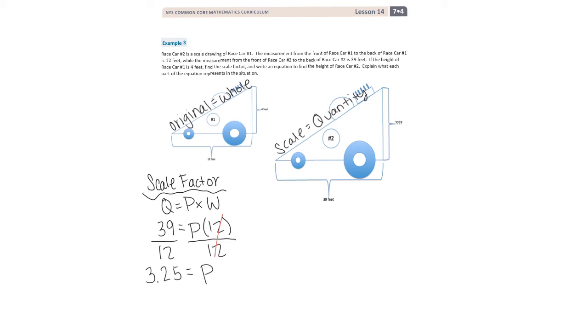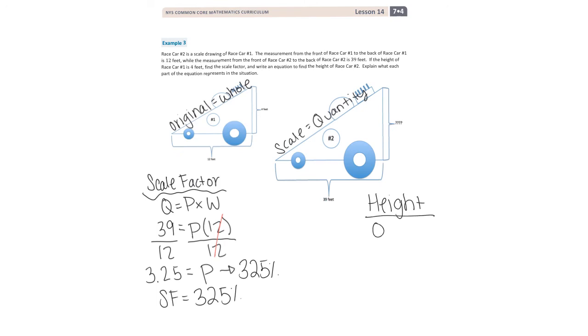Now we need to write that as a percent, and we're going to move the decimal over to the right 2 times. And so that's going to give us 325%. So the scale factor is equal to 325%. Okay, now we need to find the height of the race car. So looking here, we know that the height of the original is 4 feet, but we don't know the height of the scale. To figure that out, we're going to use our favorite formula again.